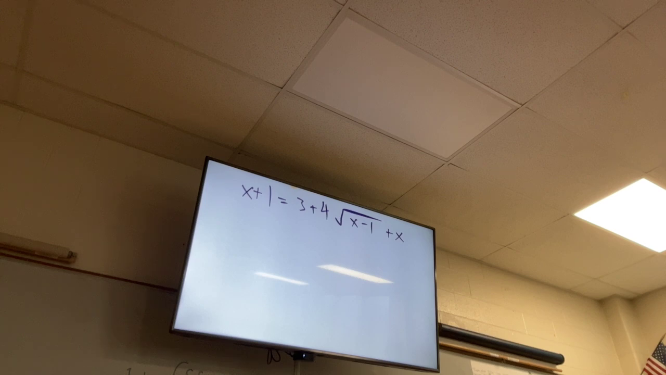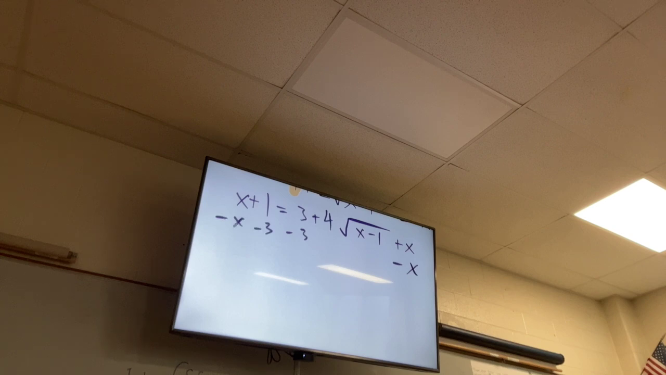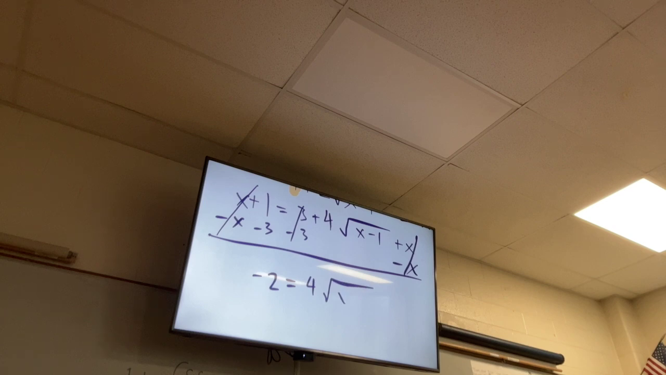Now I have an equation with 1 radical. I just got to get that 1 radical by itself, okay? What do I do to both sides? I can subtract that x over and subtract that 3 over, right? X minus x goes away as well. I get negative 2 equals 4 root x minus 1. What do I do to both sides? Divide by 4, get rid of that 4, so divide by 4.